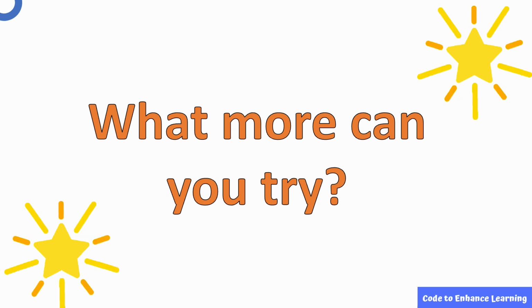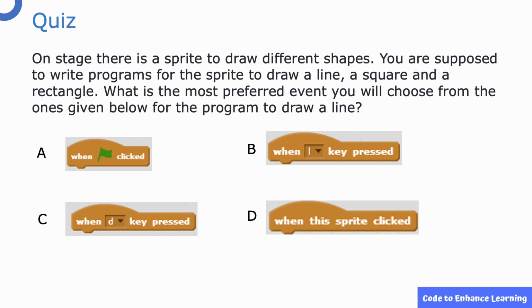Let's test your understanding with a quiz. On a stage, there is a sprite to draw different shapes. You are supposed to write programs for the sprite to draw a line, a square, and a rectangle. What is the most preferred event you will choose from the ones given below for the program to draw a line? Pause the video and try to answer. As it is a line we are drawing, we will choose when L key pressed, which is option B.